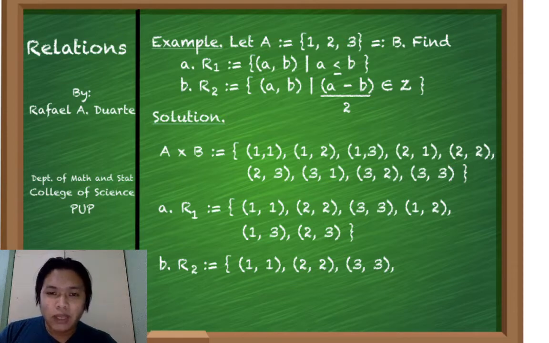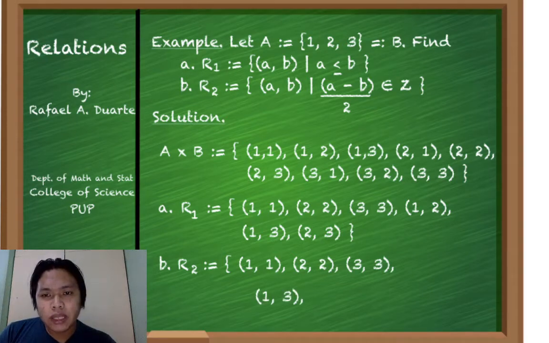Punta tayo kay 1 and 2. Si 1, 2 ba ay pasok? 1 minus 2 is negative 1 over 2 is 0.5. It's not an integer. So, hindi pasok si 1, 2. How about 1, 3? 1 minus 3 is negative 2 over 2 is negative 1. Negative 1 is an integer. So, pasok si 1, 3.